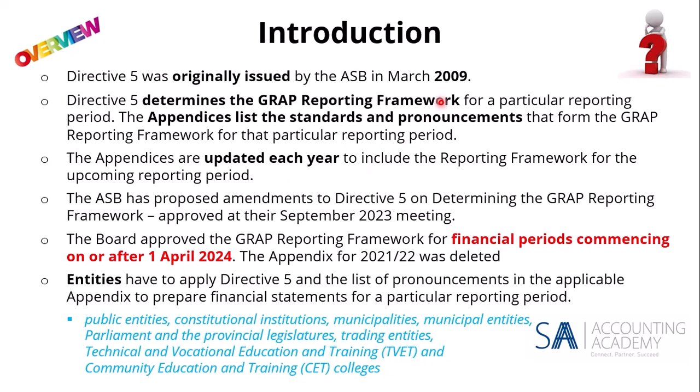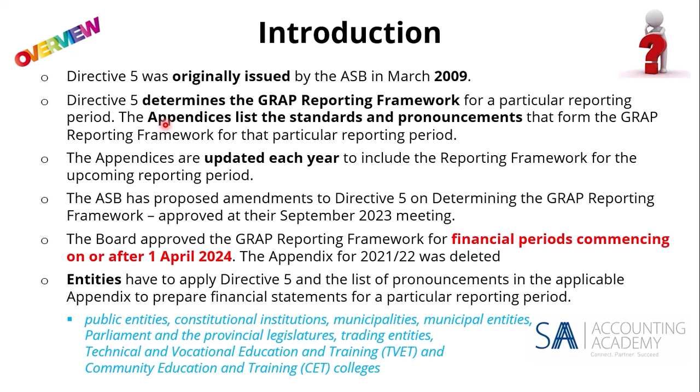So, going back to 2009, traveling back in time, that is when Directive 5 was originally issued for the first time. As a result of that, what Directive 5 basically does is it determines the GRAP reporting framework for a particular period, and the appendix or appendices then list the actual standards and pronouncements that form the GRAP reporting framework for that period.